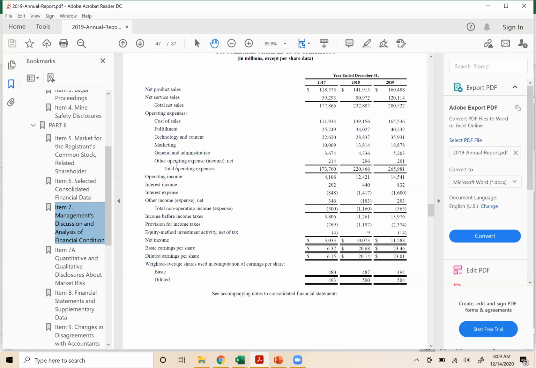So it's a little tricky. How do we find out? We got to go look for it. This is where it's important to have these statements handy and the notes within the statements.